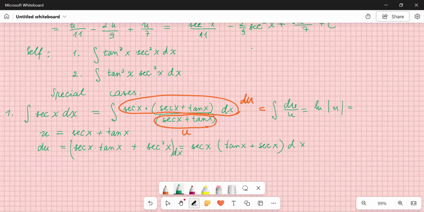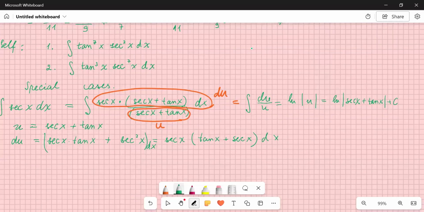If we go back to the original variable, which is secant plus tangent, that's going to be ln of secant of x plus tangent of x plus a constant. And that's the integral of secant. Remember, we have integrals of sine, cosine, and we even learned how to do ln in the integration by parts section. Well, now we know how to integrate secant. Each function is going to have something. Secant is actually going to be ln of secant plus tangent.